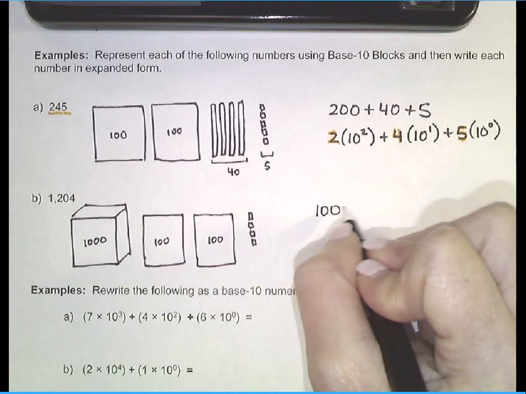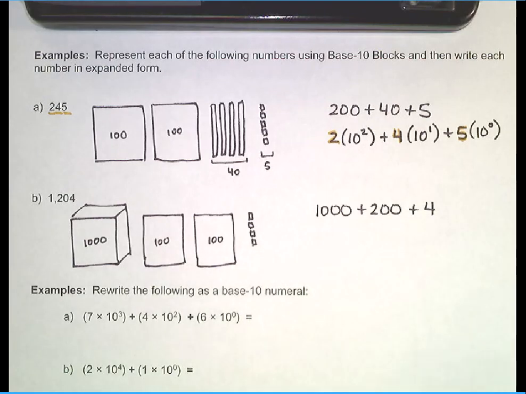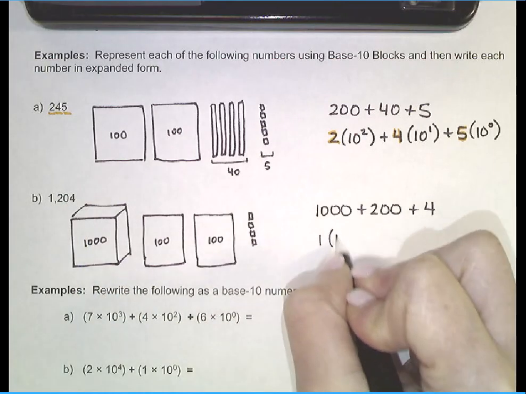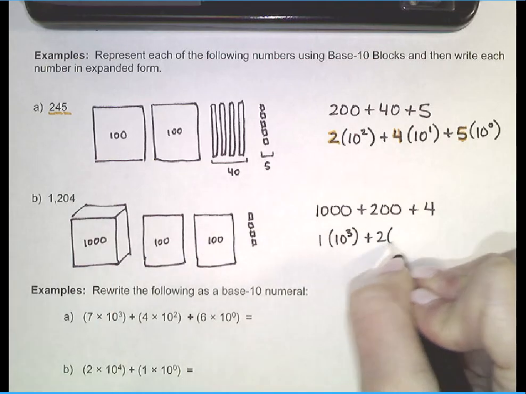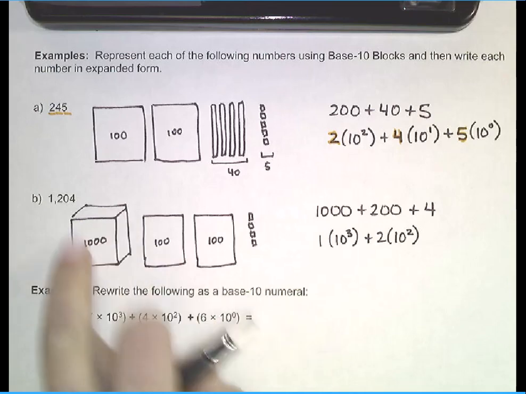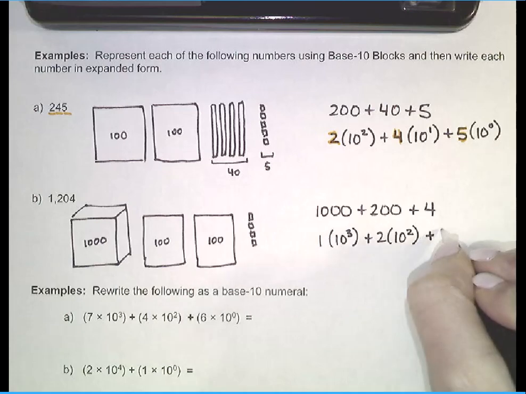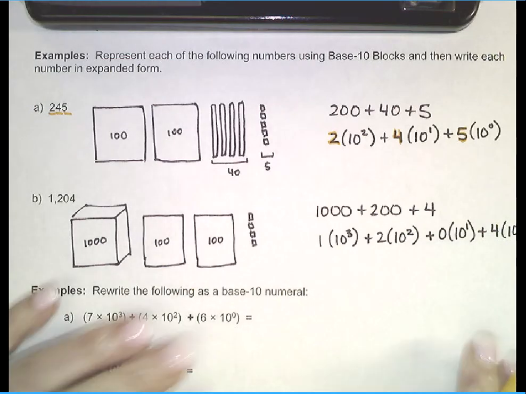Or we can do 1,000 plus 200 plus 4. Now you have to be careful because of the 0 that's there. So we have 1 of the cubes, 10 cubed, and see it's a cube. We have 2 of the hundreds, those flats. They're 2-dimensional. These are 3-dimensional, the thousands. 2 of these hundreds. To keep the pattern going, I'm going to say we don't have any 10s because we don't have any skinnies. And then we have 4 10 to the zeros. Make sure you get that 10 to the 0 in there.